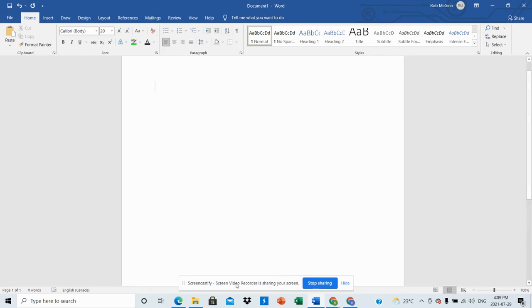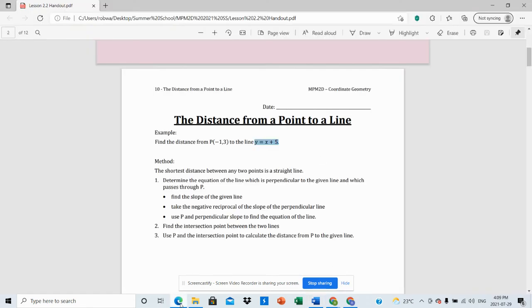Okay, so just going back here, we'll take the negative reciprocal of the slope for the perpendicular line. And we're going to use P in the perpendicular slope to find the equation of that line. So that's what we're going to do. I'm going to show you how to do that using this example right here.